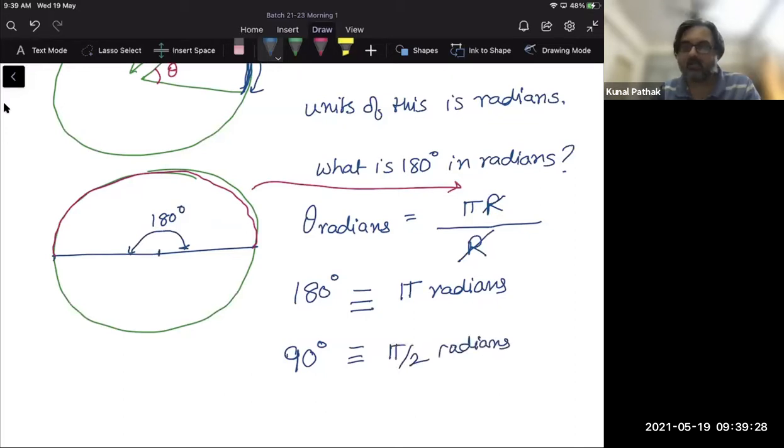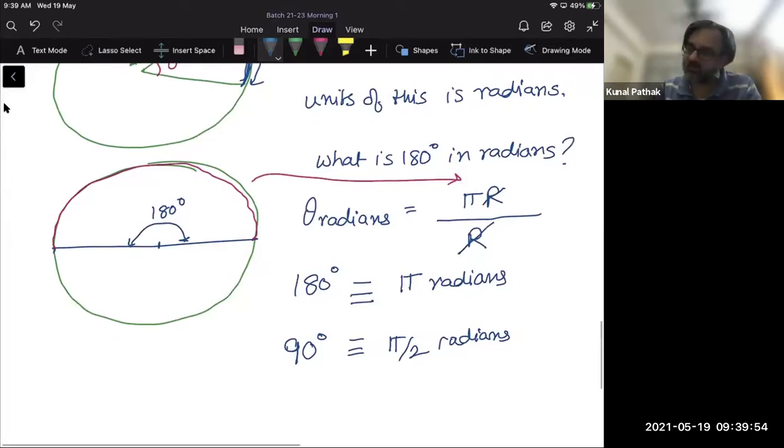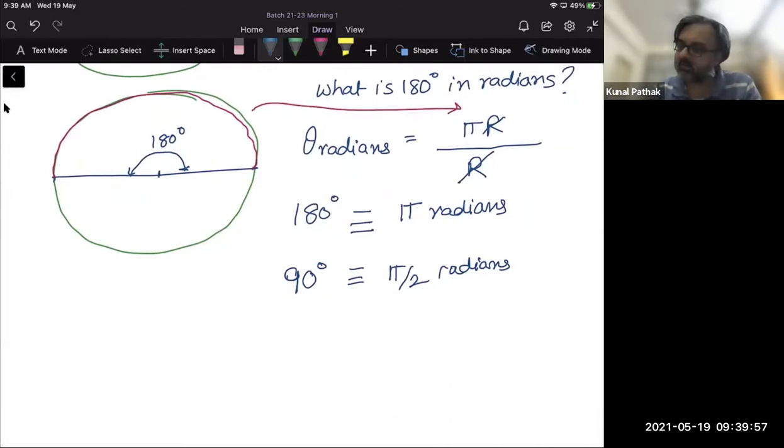Okay, notice that I will maintain pi. I will not write down the value of pi. I will not say 22 by 7. I will not say 3.14. I will just write pi. So generally, although it is not necessary, if you see an angle given in terms of pi, that means that they are trying to tell you the angle in radians. Okay?